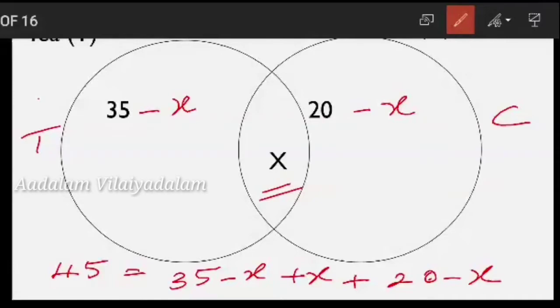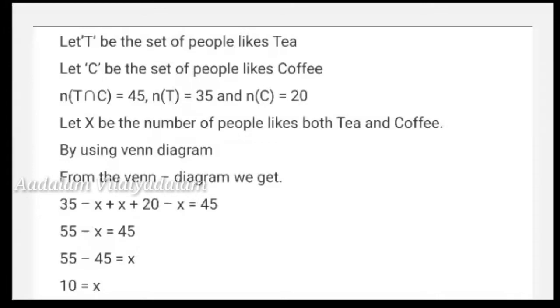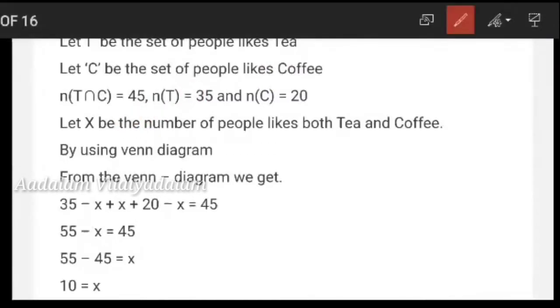Now solving this one, we see in the question, let T be the set of people who like tea, and let C be the set of people who like coffee. Here we need to change: it is not intersection, this is union. n of T union C, people who like tea and coffee, is equal to 45. People who like tea is 35, people who like coffee is 20. Now let X be the number of people who like both tea and coffee. From the Venn diagram we can write this.